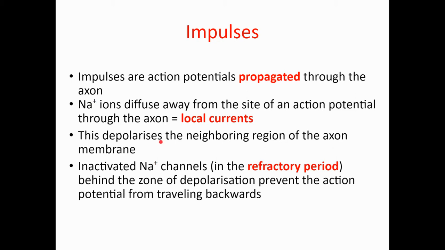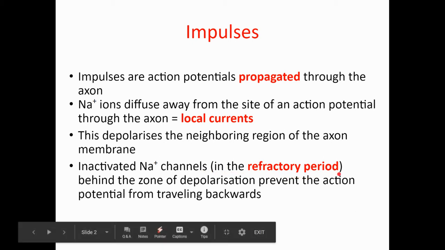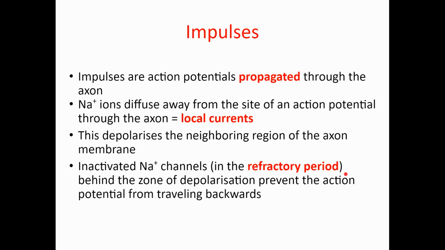Now, the region that originally had the sodium ions diffusing in, once they've actually moved in and you've reached an action potential, which is plus 30 millivolts, those sodium ion voltage gated channel proteins would actually close. And this part of the axon will go through what's called a refractory period. Now, that means the sodium ion voltage gated channel proteins are inactive for a period of time. And the whole point of this is to create individual impulses.